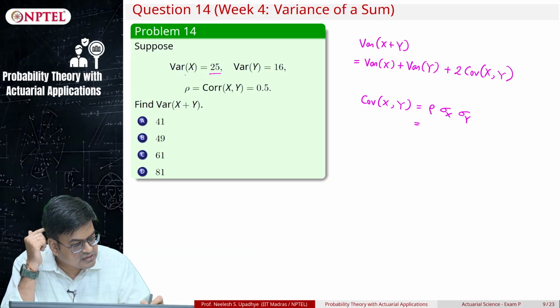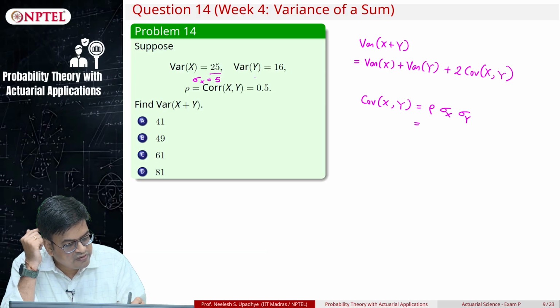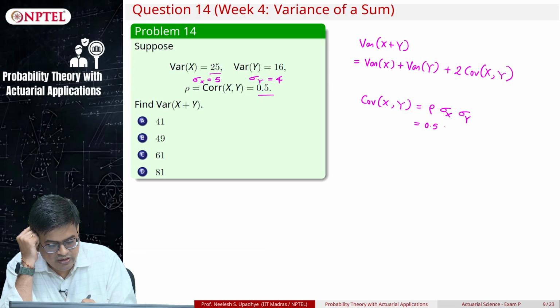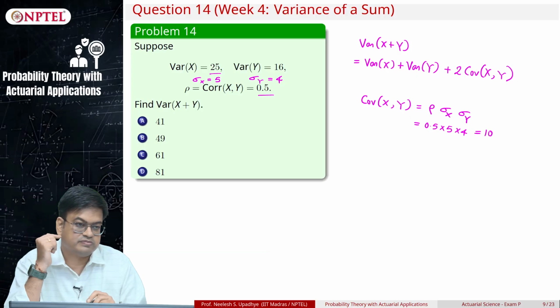Let us put all these things in place. Variance of x is 25, so sigma x is actually 5. Variance of y is 16, so sigma y is actually 4. Correlation rho is 0.5. So, 0.5 into 5 into 4 will give me 20 divided by 2, which is 10.